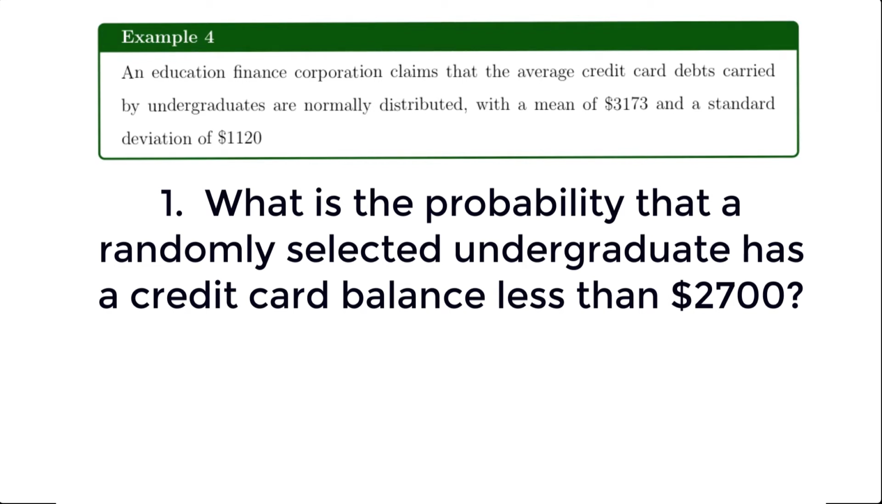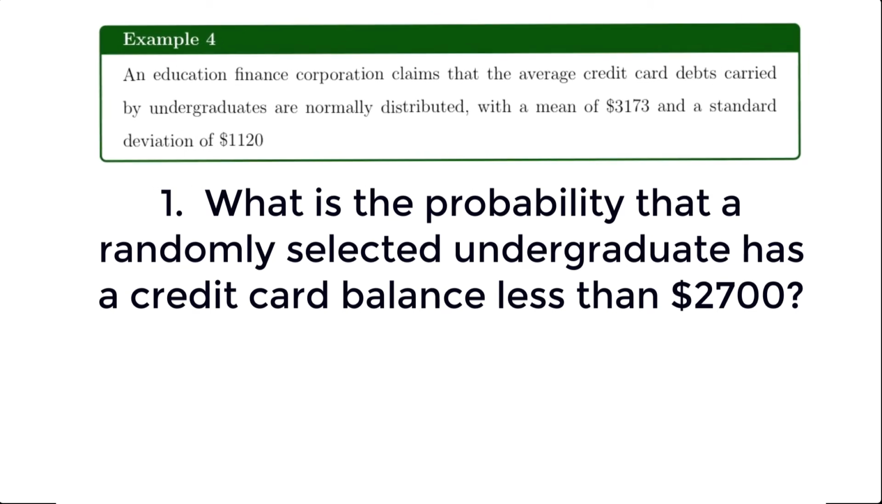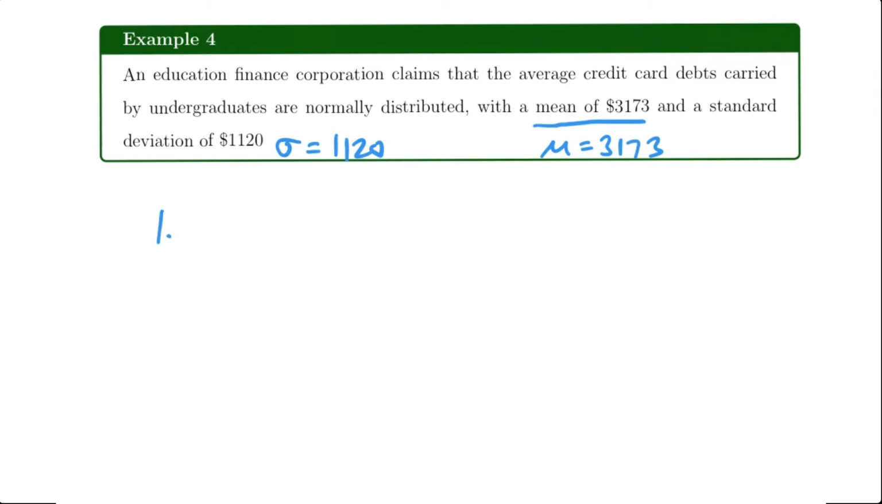So the first thing is, let's take a look at this information up here. So this gives us mu, 3173, and then the standard deviation of 1120. And remember that is the standard deviation of the population. All right, so let's move the question up. So we are looking for the probability that X is less than $2,700.